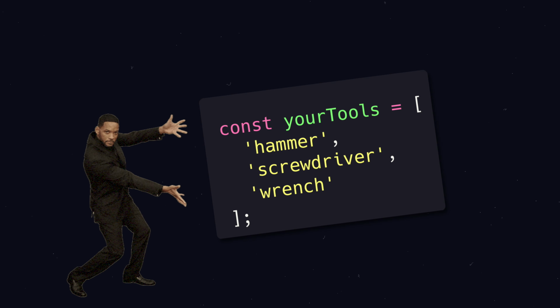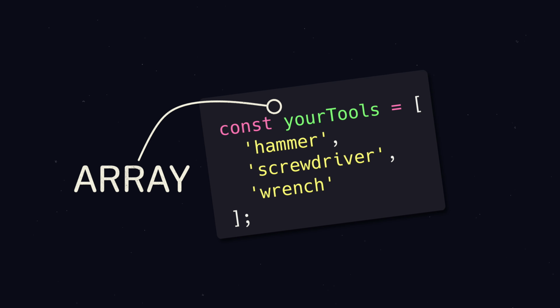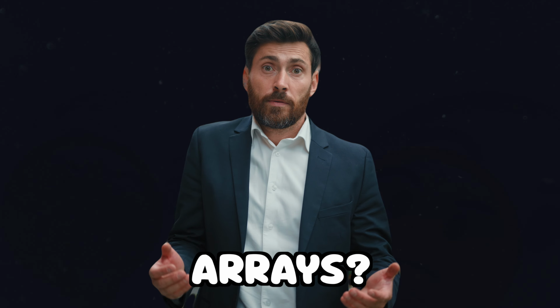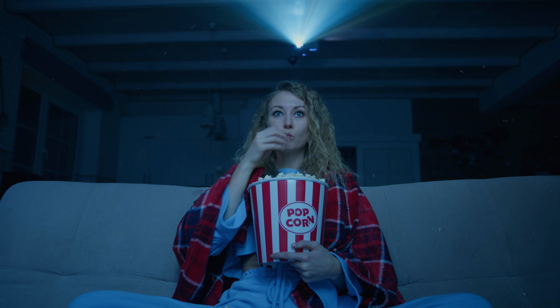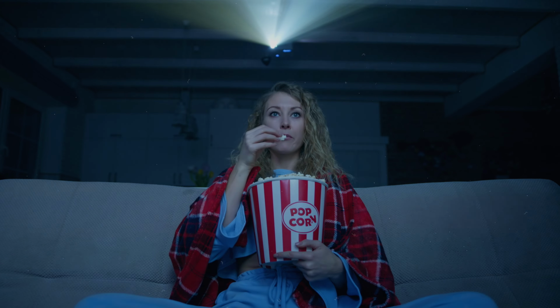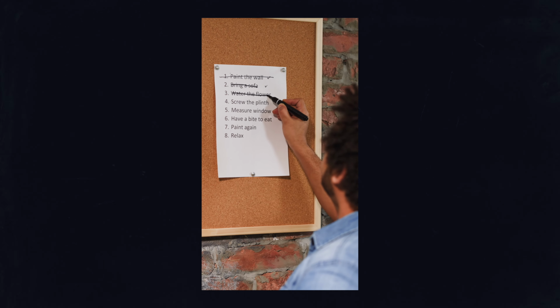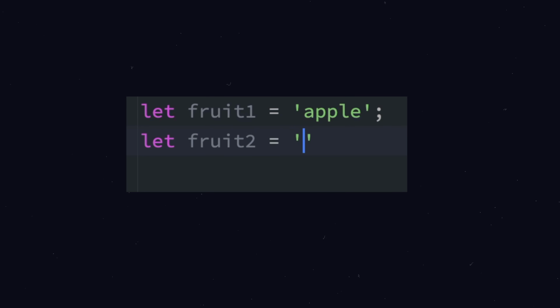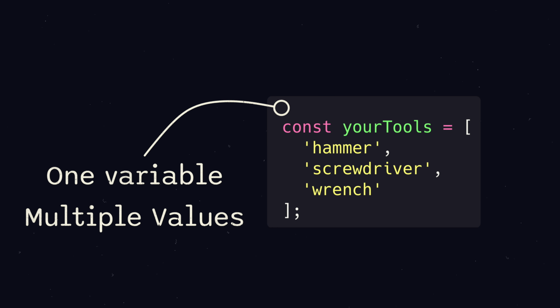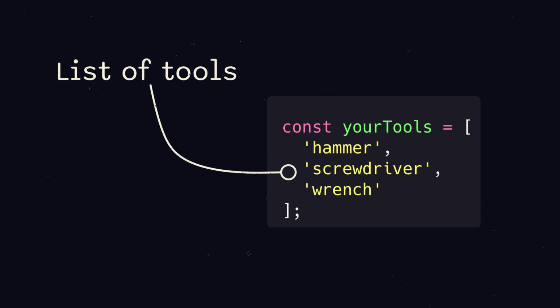JavaScript arrays are your tool for working with multiple values at once. But what exactly is an array? Well, imagine you're keeping a list of your favorite movies or the items of your to-do list. You could use multiple variables, but that would get messy quickly. Instead, arrays give you one single variable that can hold a whole list of items.